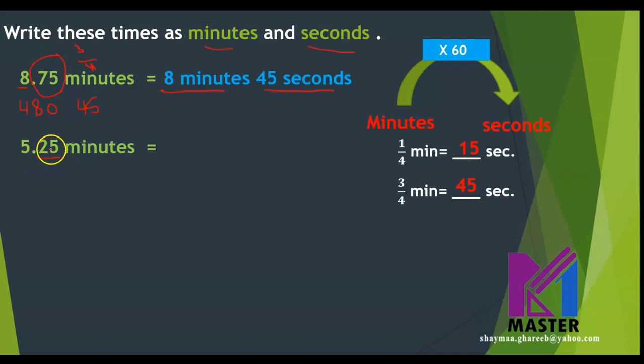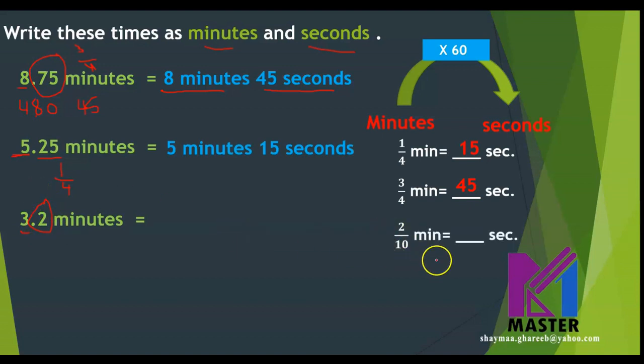Now I have 5.25 minutes. The 25 hundredths, what fraction is it? It is a quarter. So a quarter minute is 15 seconds. So I have here 5 minutes and 15 seconds. Next, 3.2 minutes. I have 3 minutes and how many seconds? 2/10 of the minute. What about 1/10 of a minute? 1/10 of the minute equals 6 seconds. So 2/10 of a minute equals 12 seconds. Then it will be 3 minutes and 12 seconds.